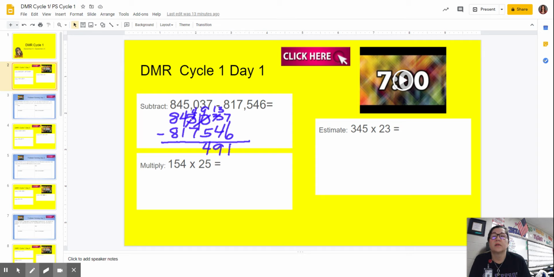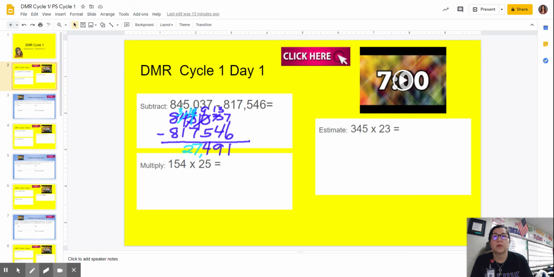9 minus 5 leaves me with 4. I cannot take 7 away from 4. So my 4 over here, let me change my color so you can see it. My 4 has to become a 3, and my 4 over here becomes a 14. I don't know if you can see it, so I'm going to redo it. 14 minus 7 is 7. 3 minus 1 is 2. So you should have 27,491.